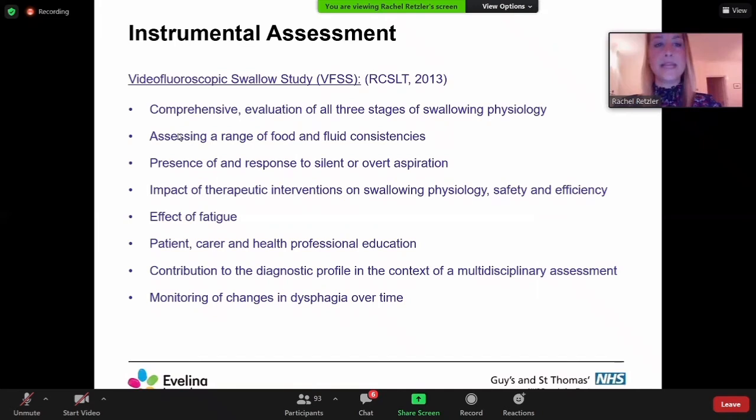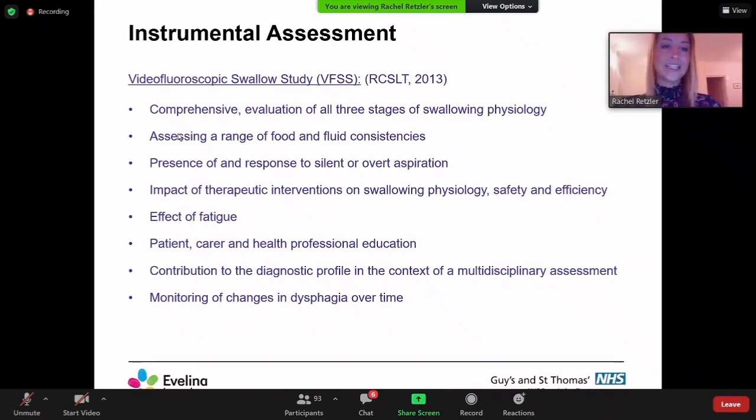This study is a comprehensive evaluation of all three stages of the swallow, so oral, pharyngeal, and a bit of the esophageal stage. It includes the lip and tongue function, velopharyngeal closure, base of tongue retraction, hyolaryngeal elevation, pharyngeal contraction, upper esophageal sphincter function, and airway protection mechanism. So it looks at a whole lot of different things in the swallow physiology.